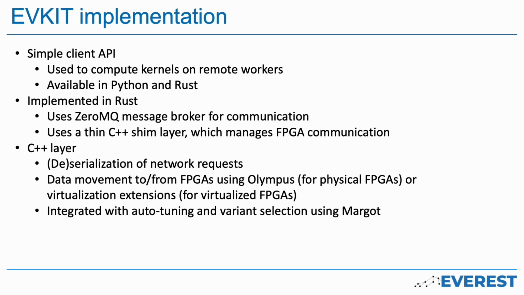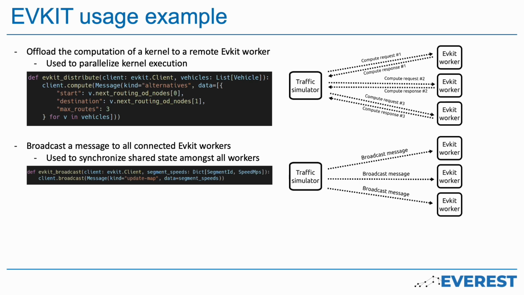To communicate with the FPGA, the C++ layer uses either Olympus or the virtualization extensions, and it is also integrated with auto-tuning and variant selection using the Margot component. Here we can see how the traffic simulator use case uses FKit to parallelize some of its kernels. Since the simulator is written in Python, it uses the Python FKit API.